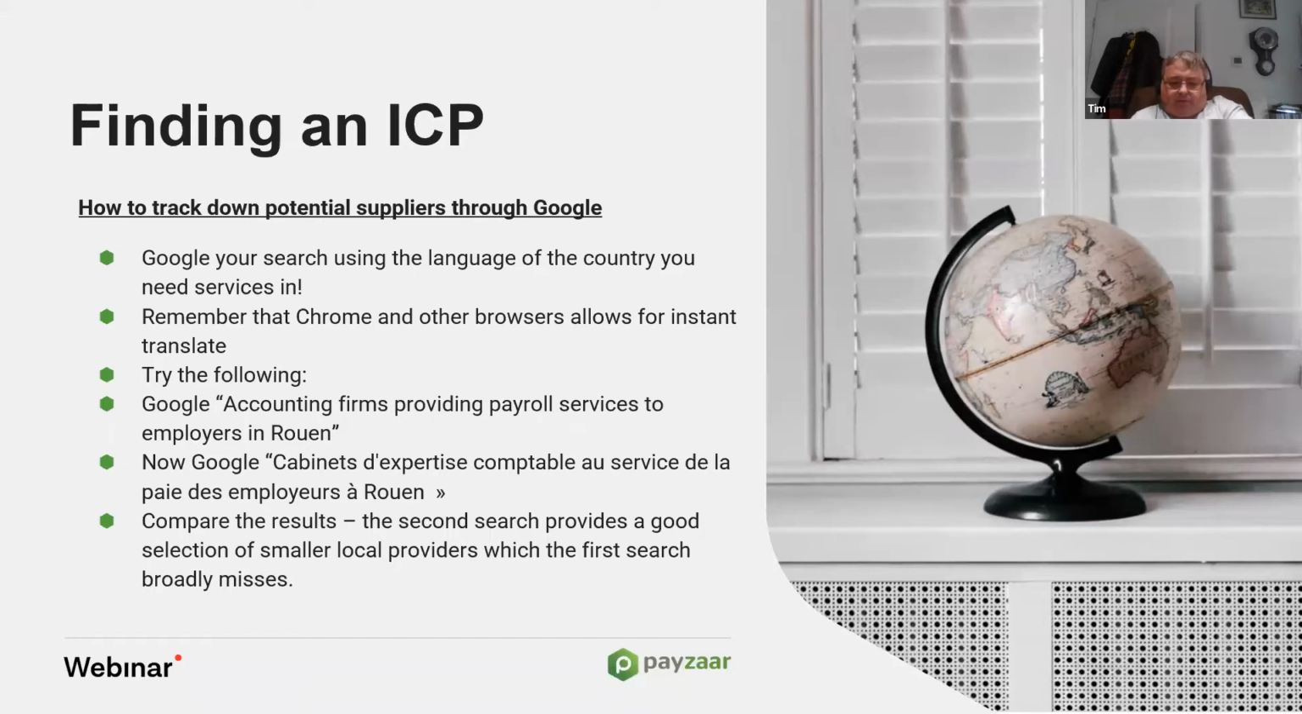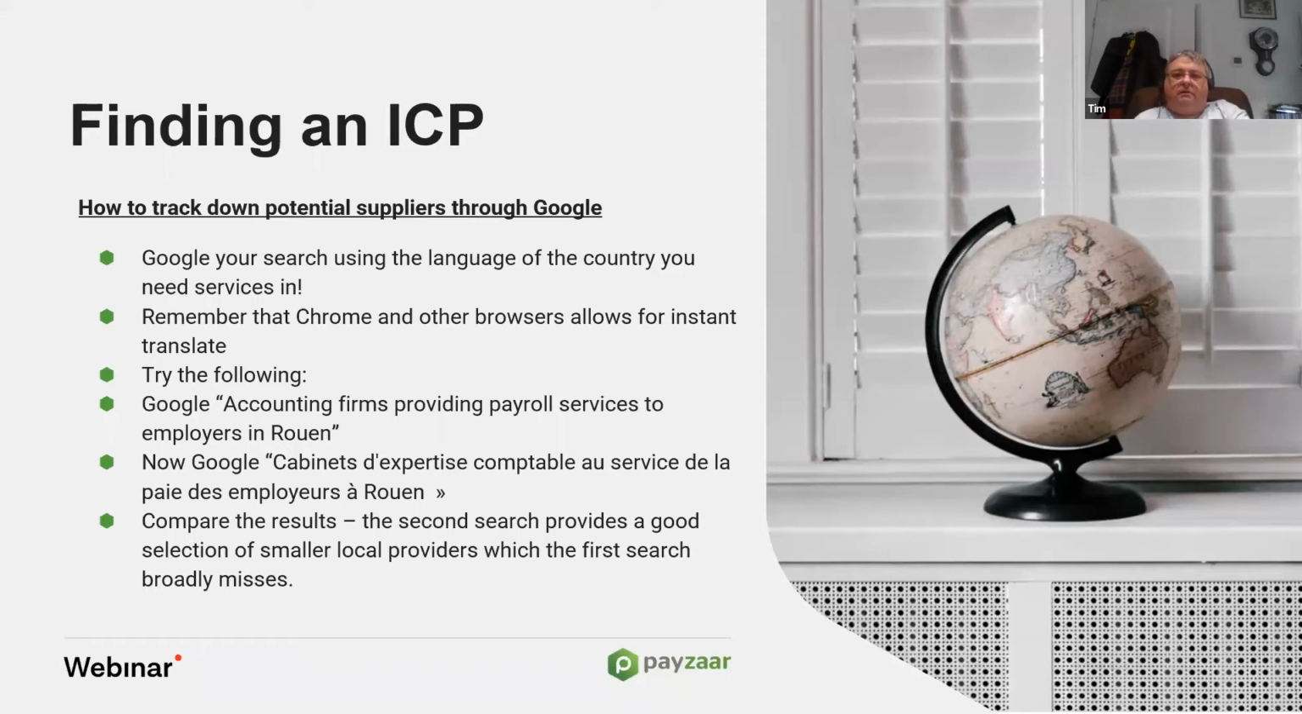So if you start by Googling accounting firms providing payroll services to employers in Rouen. We've done our Google search in English, and you'll get a list of reasonable providers back by doing that. Now take that search and stick it into Google Translate, and it will now become Cabinet d'expertise comptable au service de la paie des employés à Rouen.